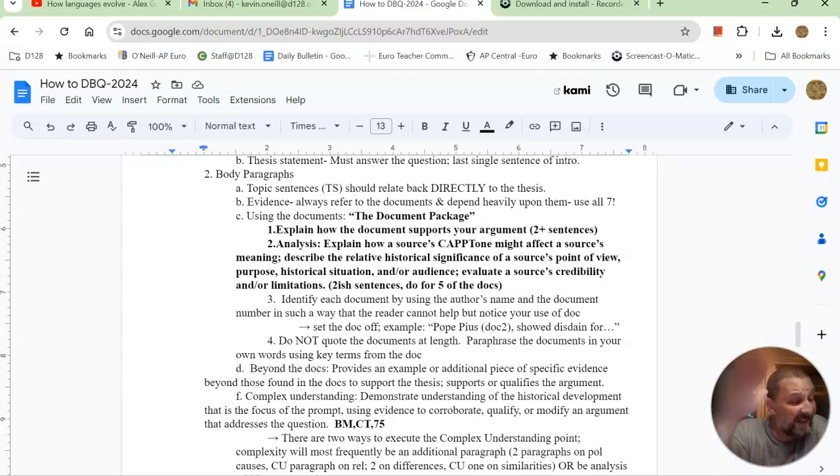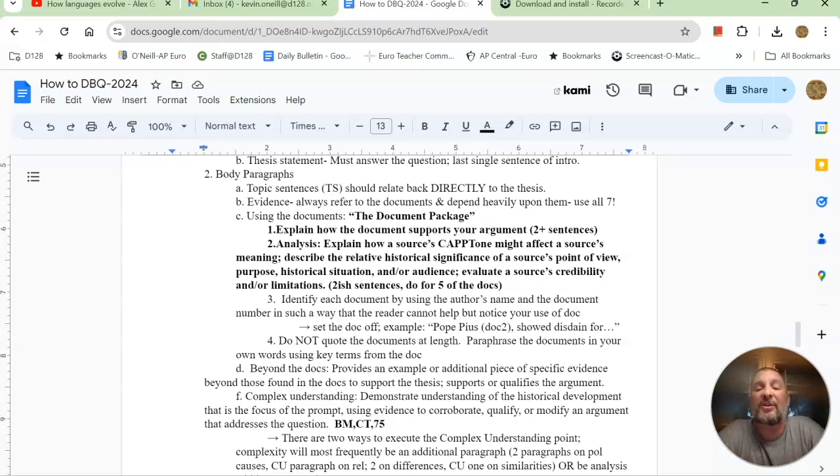Your first sentence in your first body paragraph should be, one primary cause of this was X. Next, another primary cause of this was Y. Every single time, create a nice, easy path for the reader so they know what they are reading about. Okay? Evidence. Always refer to the documents and depend heavily on them.